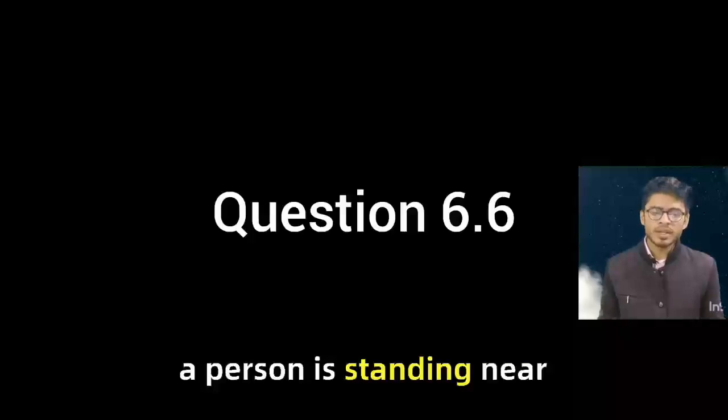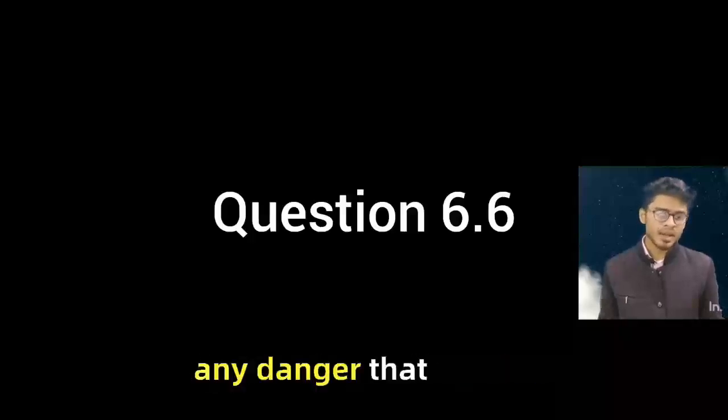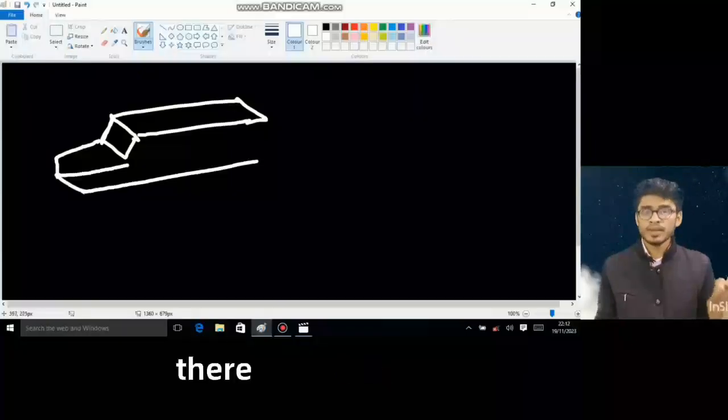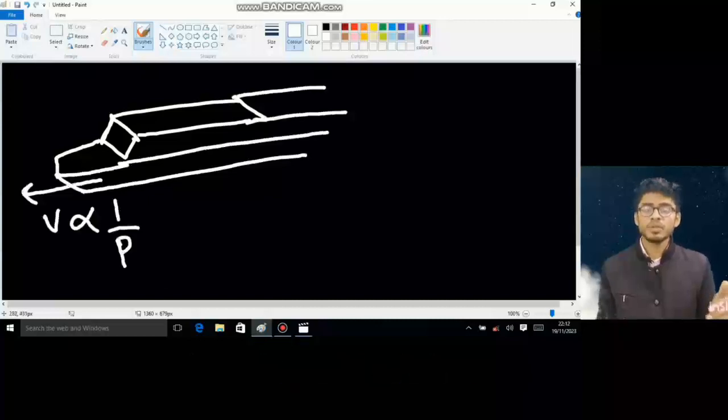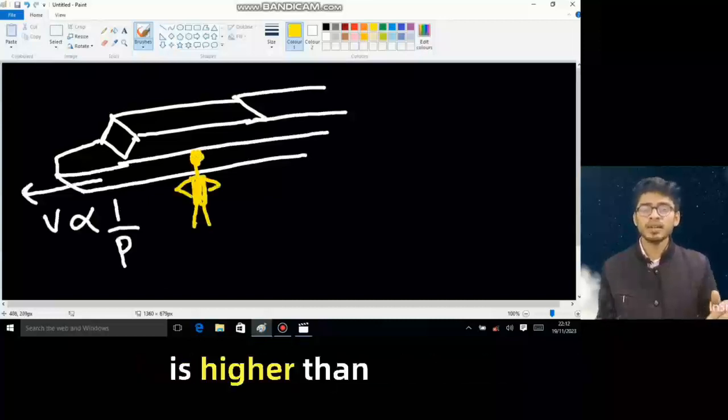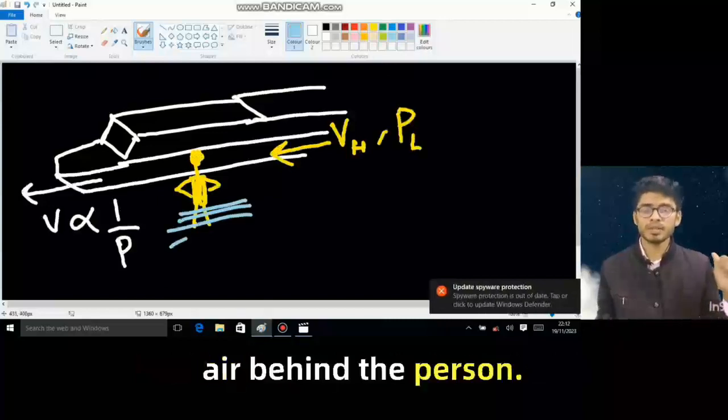A person is standing near a fast-moving train. Is there any danger that he will fall towards it? Yes, there is a danger, because the speed of air between the person and the train is higher than the speed of air behind the person.